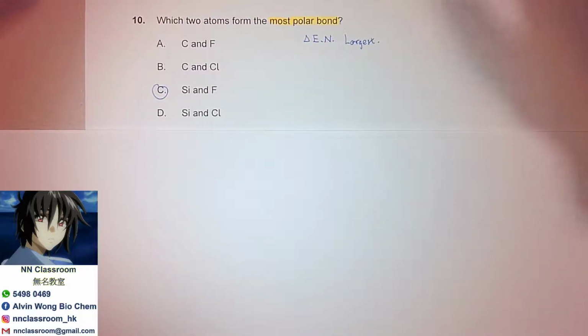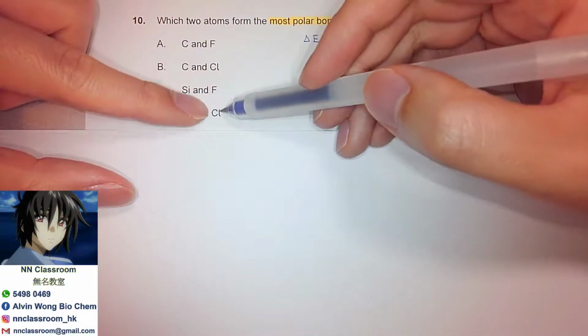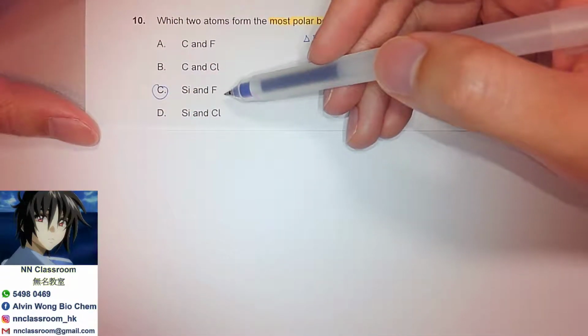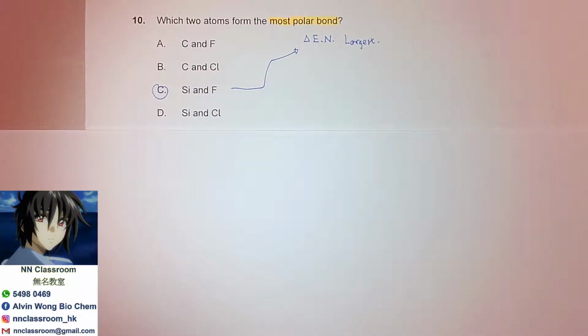So the logic is, for the lower one, we choose the lowest electronegativity. For the upper one, we choose the greatest electronegativity. Then they will create the biggest difference in electronegativities. So that's why the bond is going to be the most polar.